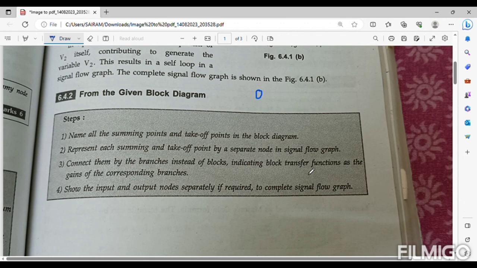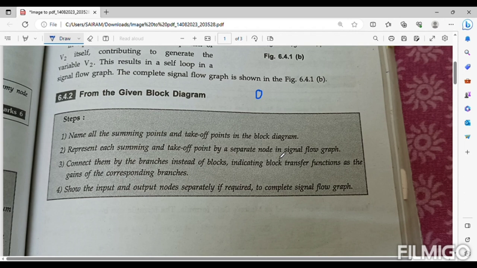Whatever summing points and takeoff points you have in a block diagram are converted to nodes in the signal flow graph. The equivalent of the summing point as well as the takeoff point in the signal flow graph is a node.